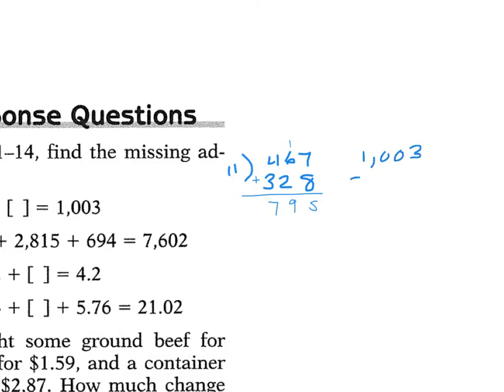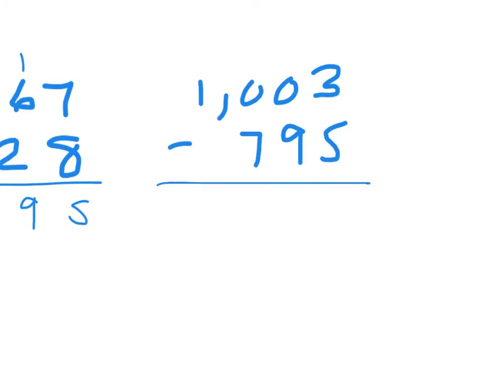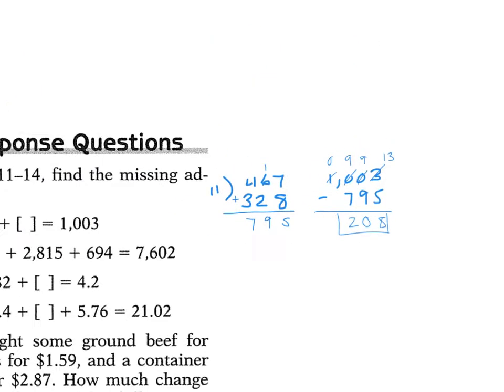1003. But I need to make sure our numbers are in line. So we have 795 there. So 3 is smaller. We can't subtract 5 from 3, so we need to make this a 13. So we had to borrow from there, which becomes a 9. This one becomes a 9, and this one becomes 0. So 13 minus 5 is 8. 9 minus 9 is 0, and 9 minus 7 is 2. So our answer for number 11 is 208.